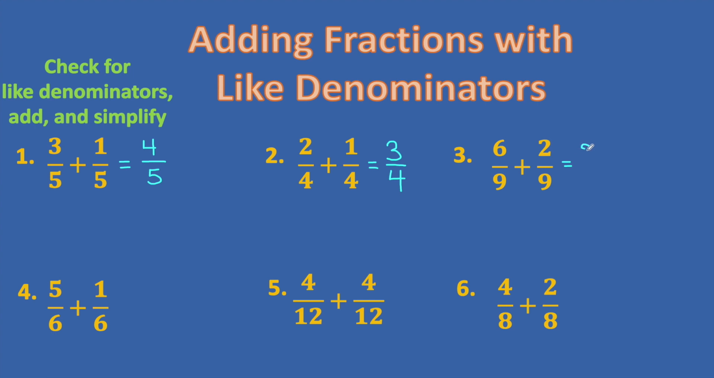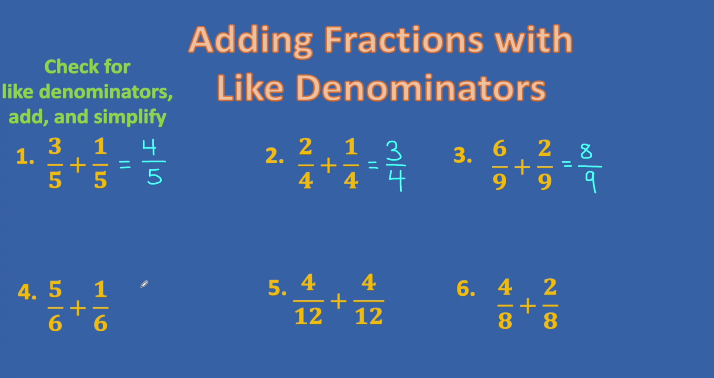8. So 8 is our top part of the fraction, our numerator. Then for the denominator, it would stay the same. And we just copy the 9 down. 9 is our denominator for this example. So you end up having 8/9.